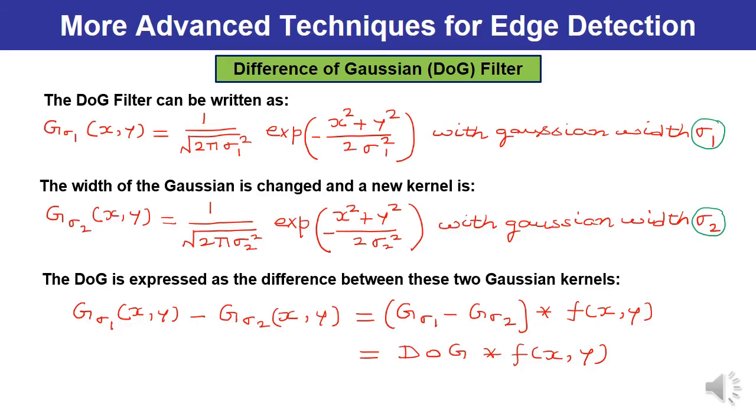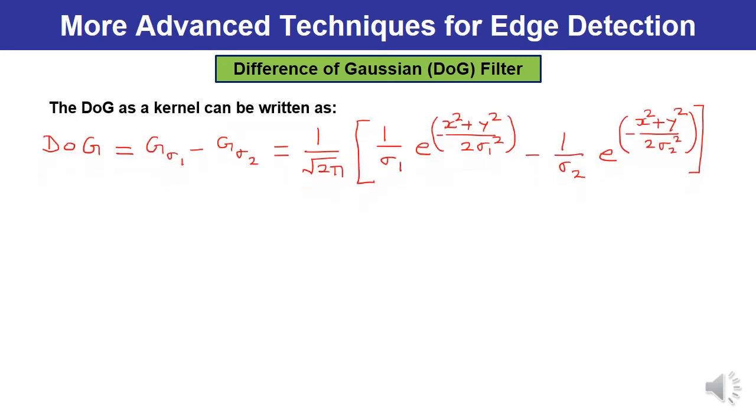So this is what you have written in this particular form, G of sigma 1 minus G of sigma 2 convolved with f(x, y), and this difference, G sigma 1 minus G sigma 2, is the DOG, the difference of Gaussian filter. Now how do we write DOG as a kernel? This is the difference term, G of sigma 1 minus G of sigma 2, this is the DOG.